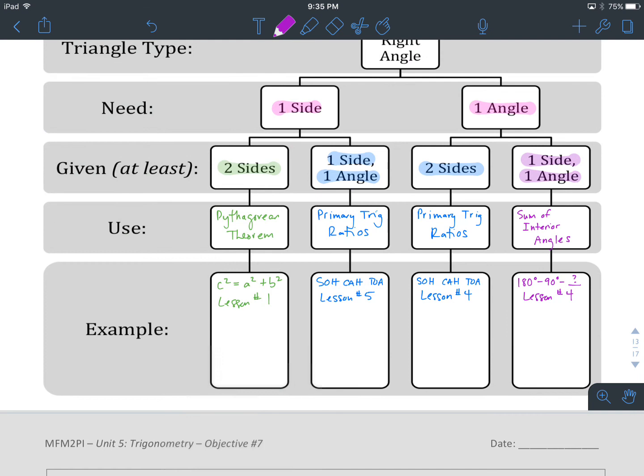So from here, there actually is no homework. You're going to complete this and then you're going to head on to objective or lesson number 7. Good luck.